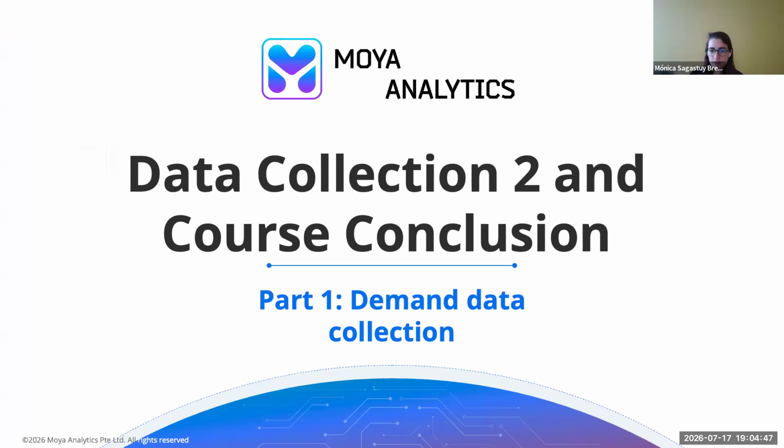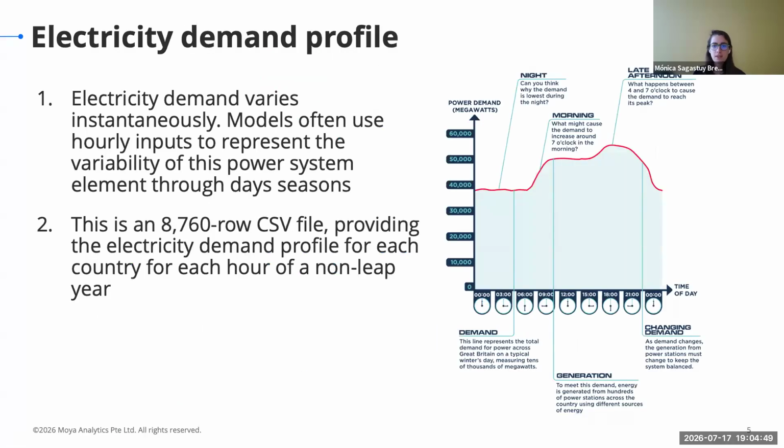So let's dive into demand data collection. As we saw in the very first day, you might remember the same image. Electricity demand varies instantaneously, and we have very distinguished hourly and daily profiles. And throughout the year, we might see seasonal variations. So when we're modeling for a single year, instead of a single value like we have seen for costs or other techno-economic data, we're going to have a full profile. For the whole year, that would be 8,760 rows.